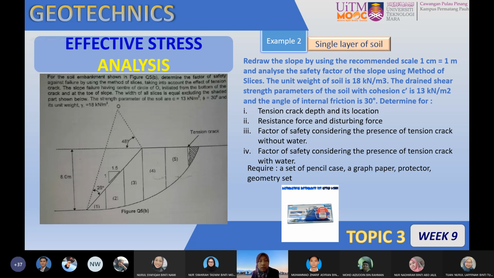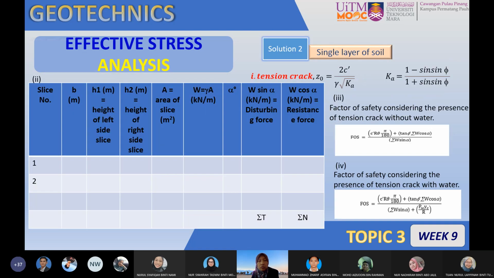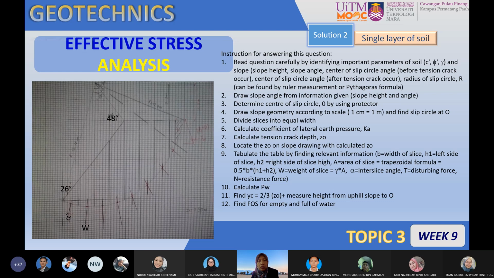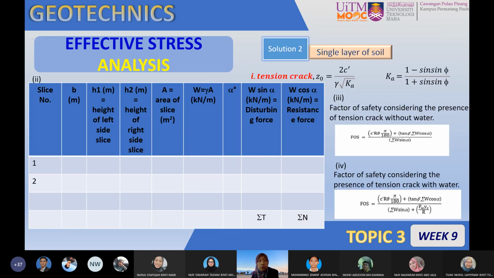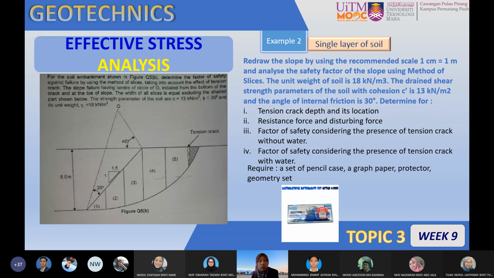As I said in the earlier lecture, we have the mass procedure and we also have the method of slices. Example 1 just now showed you the mass procedure method, and right now is the method of slices, and the next example also shows the method of slices. The next example I will let you do on your own, but I will explain example 2 in detail, and my expectation is that you will have your own slope drawing and recalculate the FOS, so that you can understand what I am talking about today.